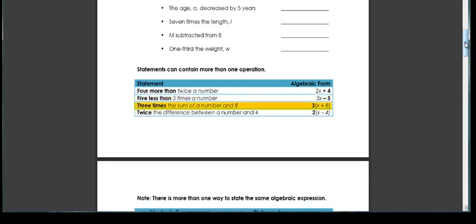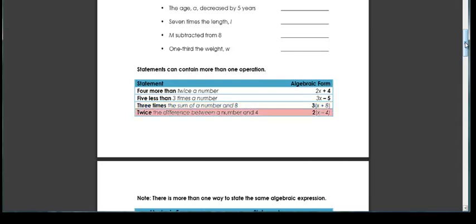Okay, let's read the next one. It says 3 times the sum of a number and 8. So we know we have 3 times something, but we don't know exactly what yet. The sum, if you look back at your table, would tell you addition. So you're doing the addition of a number, so that'll be an x, and 8. So that means you're going to have your x plus 8, and you're going to multiply that all by 3. And you get that algebraic form on the right.